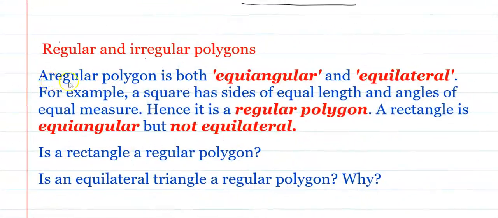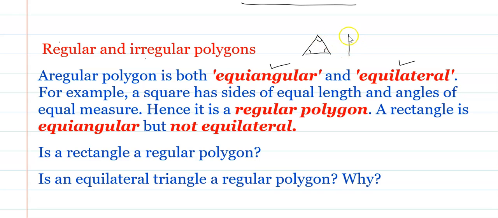What is meant by a regular polygon is both equiangular and equilateral. It means a polygon in which all angles are equal and all sides are equal is called a regular polygon. Okay, we'll say that equilateral triangles and squares are regular polygons. In an equilateral triangle, all the sides are equal and each angle is 60 degrees.